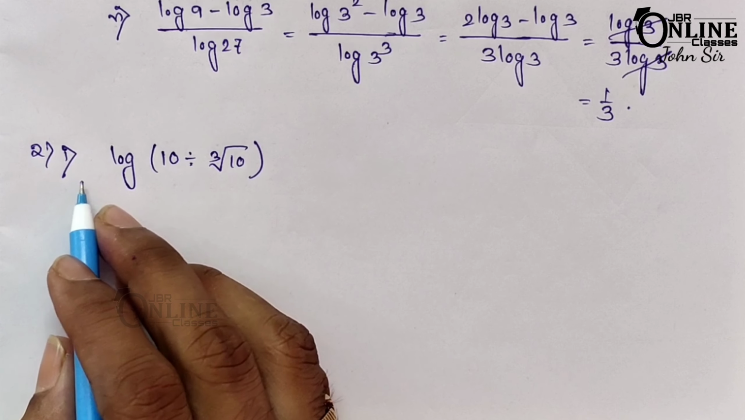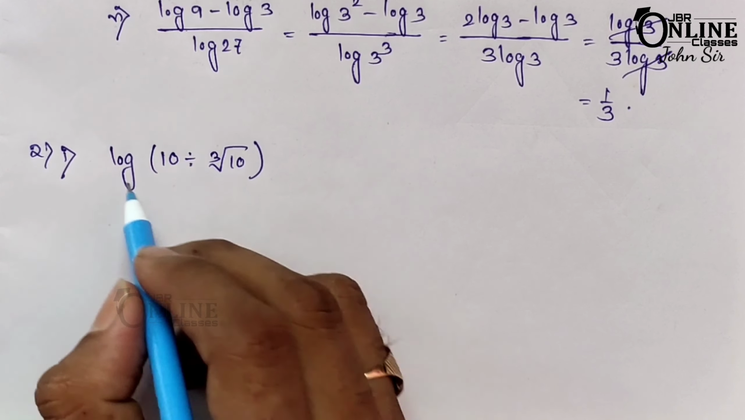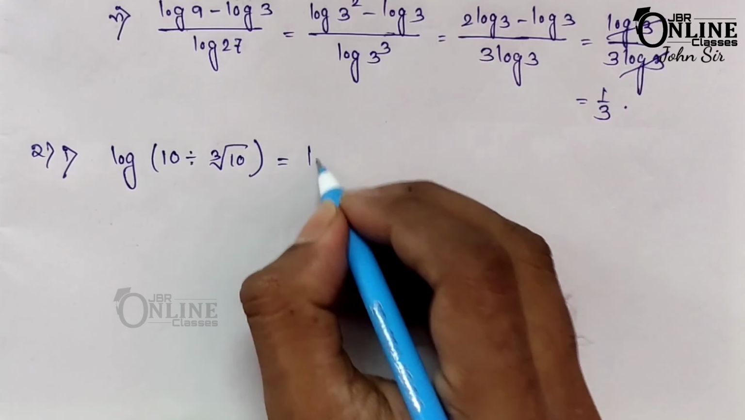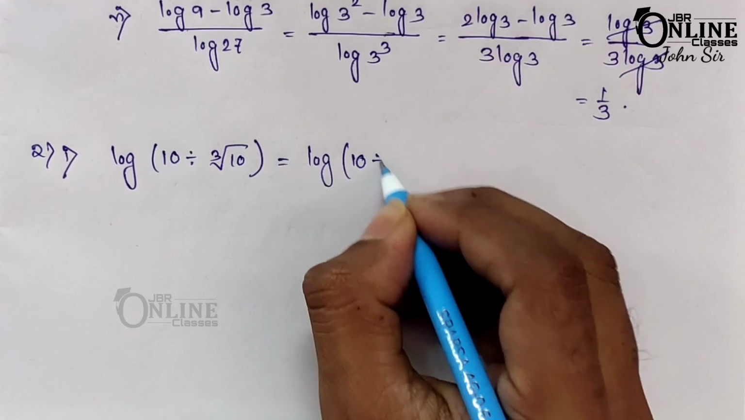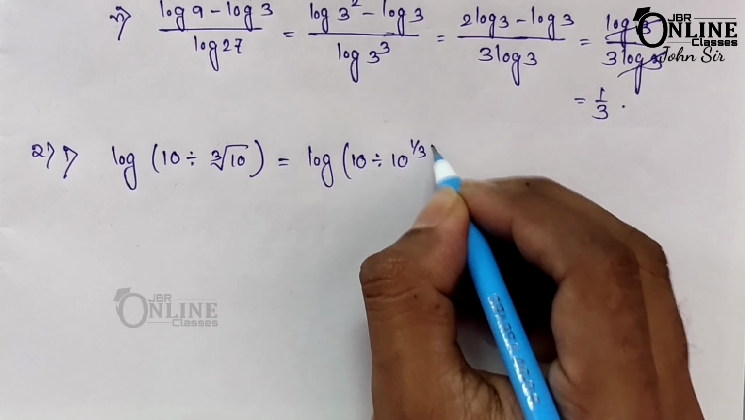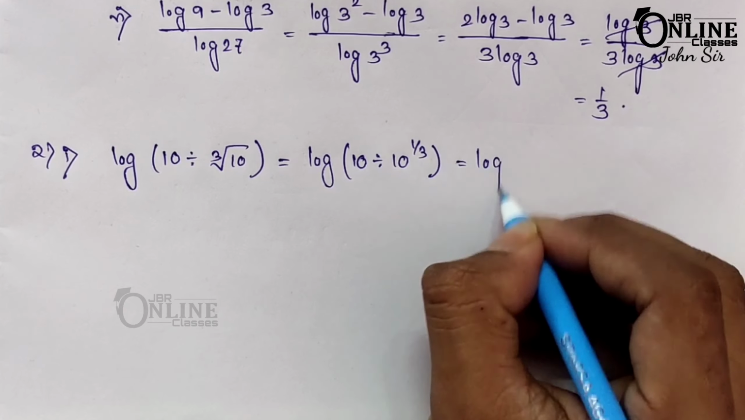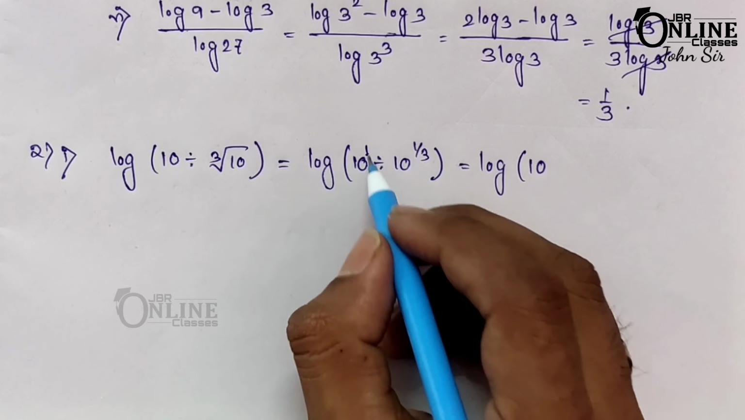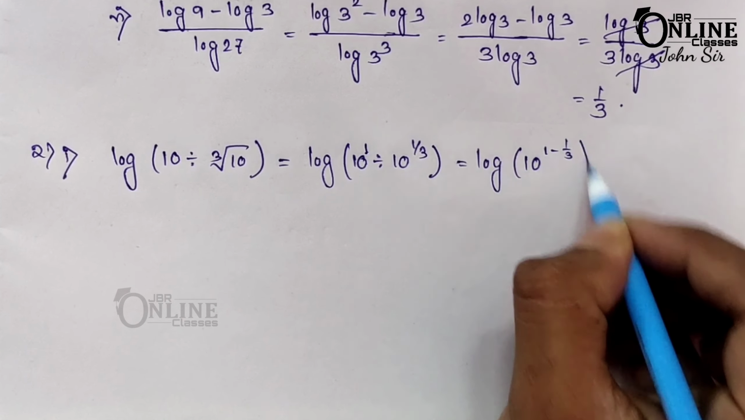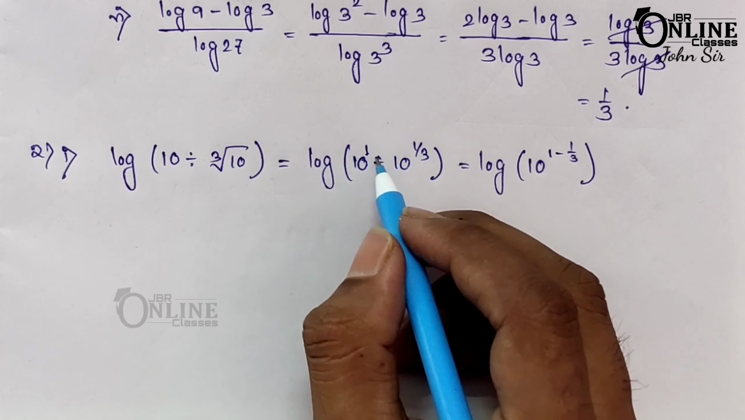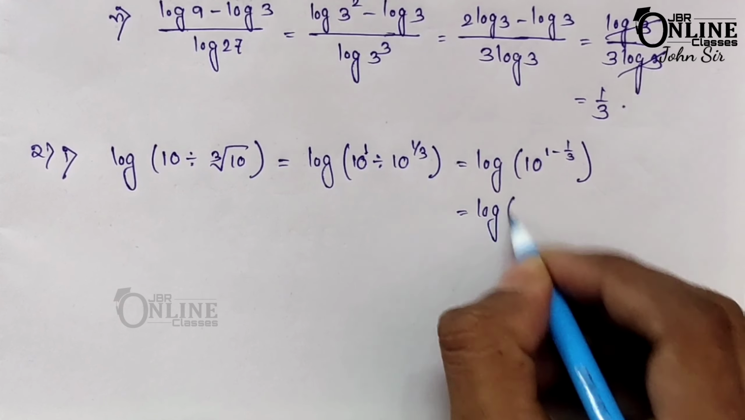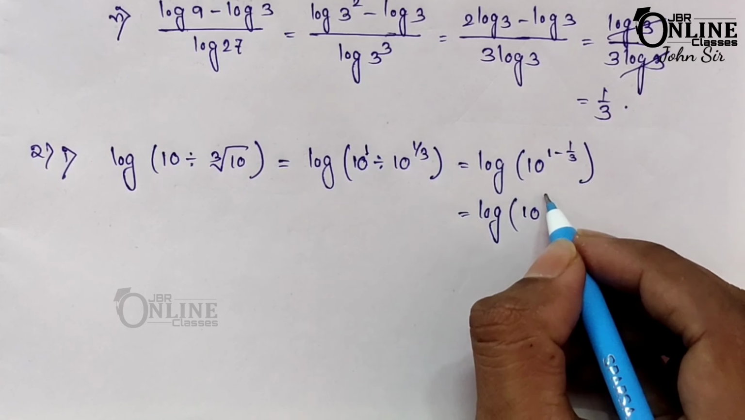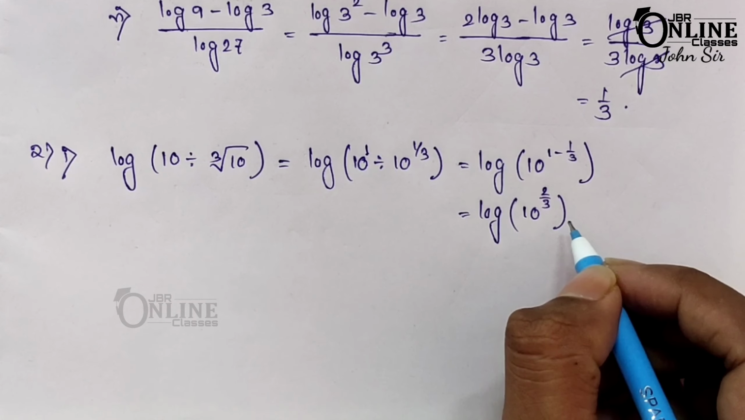Next one, sum number 2(1). Evaluate the following. The first one: log of 10 divided by the cube root of 10. Here it will be log of 10 divided by 10 to the power 1 by 3. By the laws of indices, as the power of 10 is 1, if there is division, the powers will be subtracted: 1 minus 1 by 3, which means 2 by 3. So log 10 to the power 2 by 3.